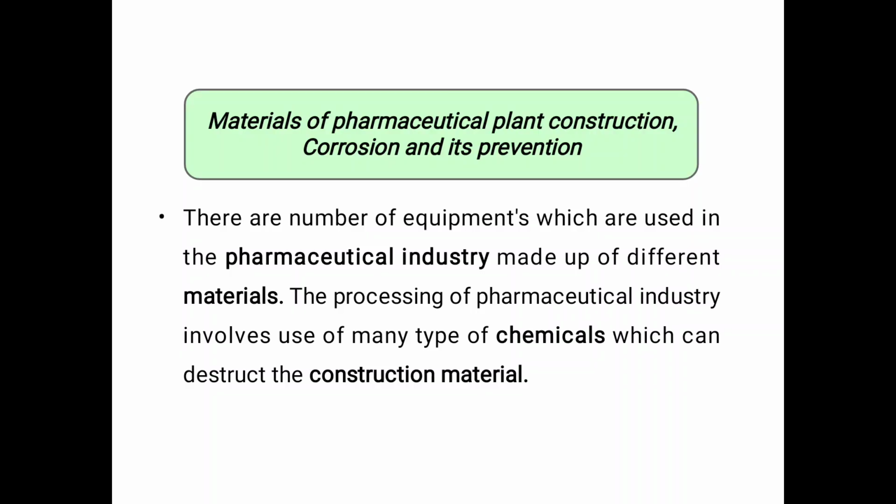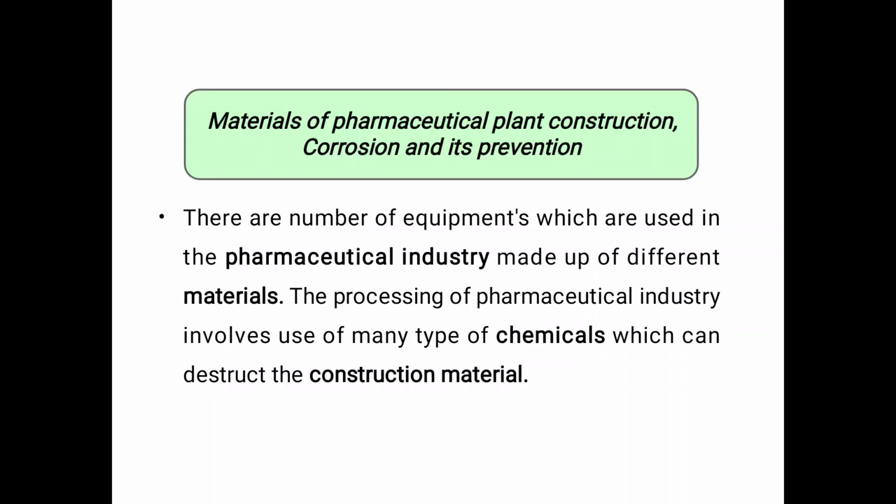So we need materials selection, the right choice of materials. Other types of corrosion include general corrosion, localized corrosion, biological corrosion, etc. Next, how to prevent corrosion? Prevention of corrosion or control of corrosion.